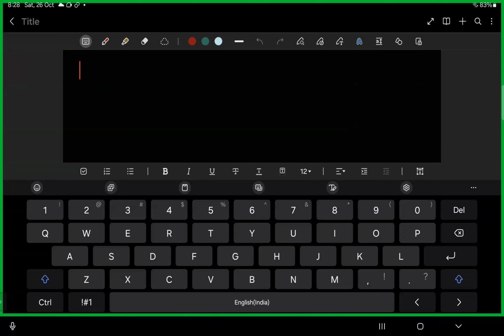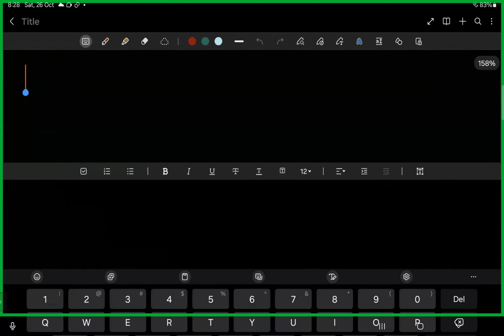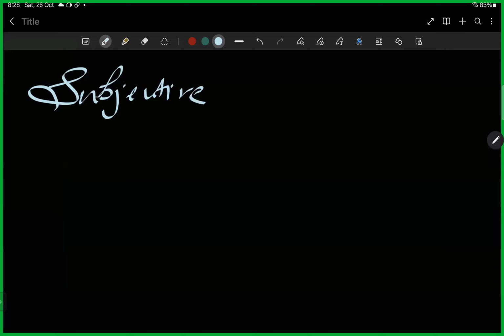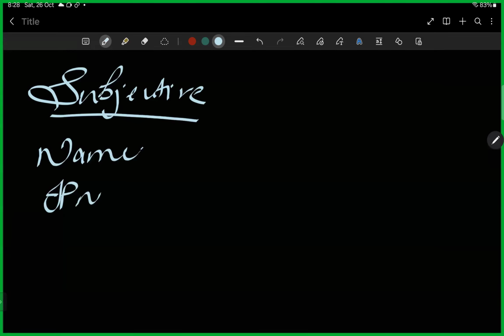Ma'am, subjective and objective assessment. Good. Yes. So first you'll start with your subjective. Is my screen visible? If I write, you'll be able to see, right? Okay. So first we're going to deal with subjective assessment. In subjective, what all comes? Your name, your IP number or OP number, personal history, all your personal history.